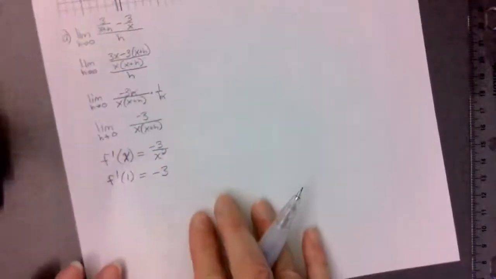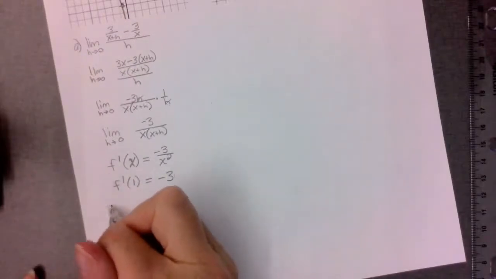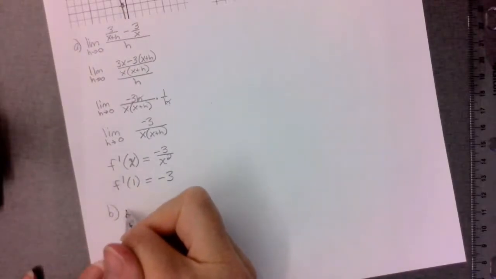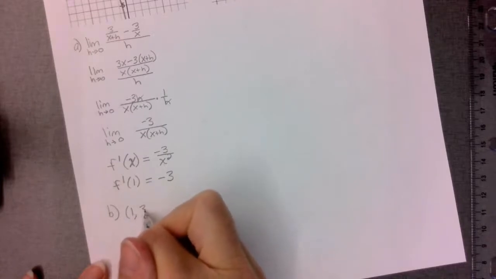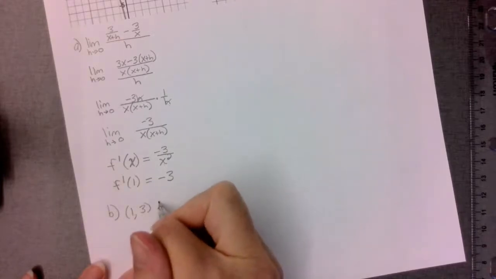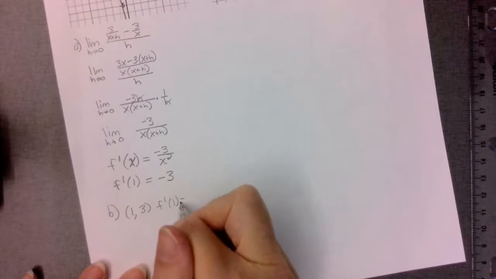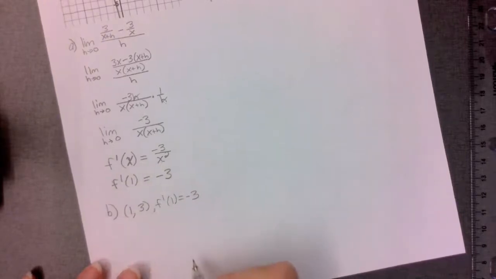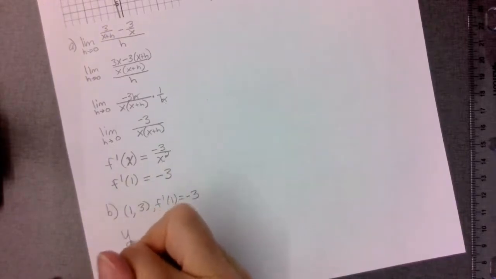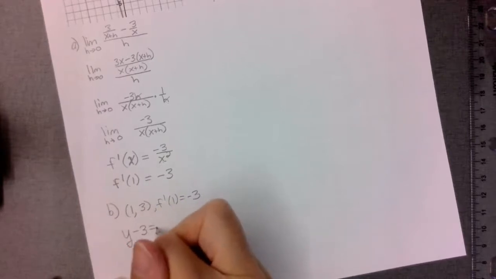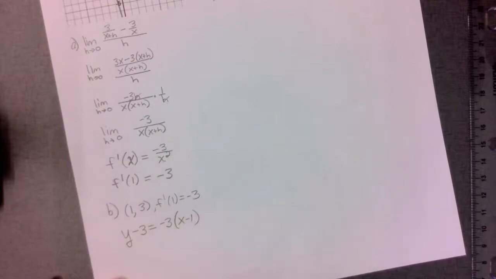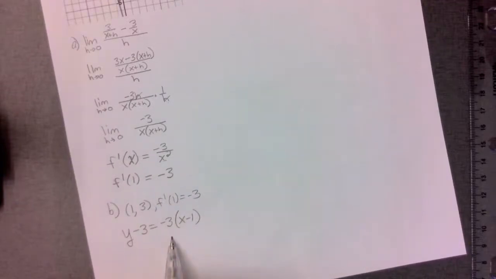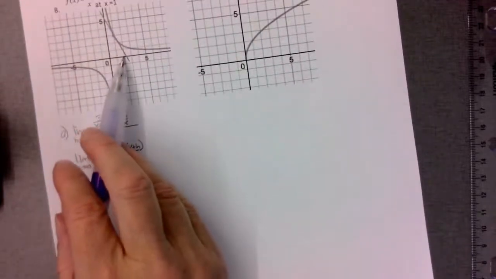Part B is the equation of the tangent line. I need a slope and a point. At 1, the height of the curve is 3. f prime at 1, which is my slope, is equal to -3. y minus 3 equals slope of -3 times x minus 1. That's the equation for this tangent line right here.